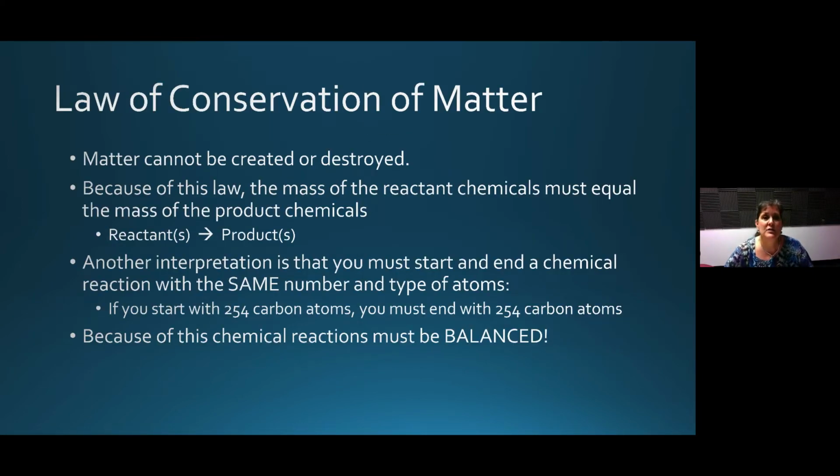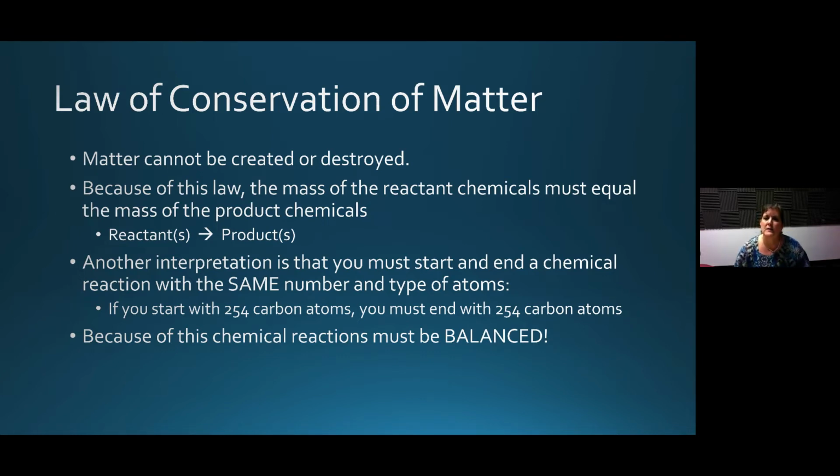First of all, we have to mention the law of conservation of matter. Matter cannot be created or destroyed. Because of this, the mass of the chemicals we start with, called the reactants, those are on the left side, must equal the mass of the products we end with, called the products, those are on the right side of the arrow. So, the reactant mass and the product mass have to be equal. So if we start with 100 grams, we end with 100 grams because we can't create or destroy matter.